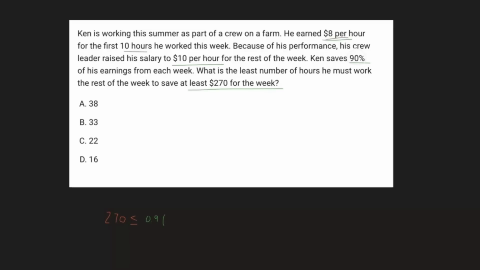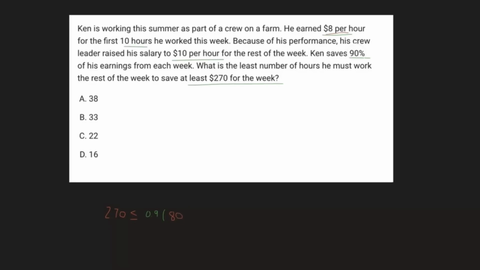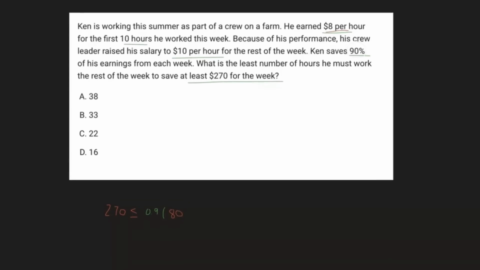And therefore, since he worked 10 hours at $8 per hour, he made $80. So we just write a flat $80 right there. But then his performance increased, right? And therefore his salary also increased. It says his crew raised his salary to $10 per hour.